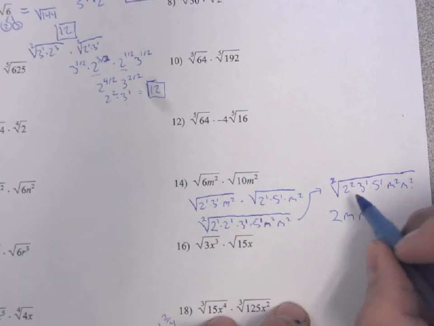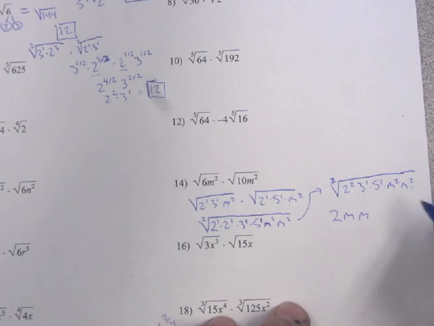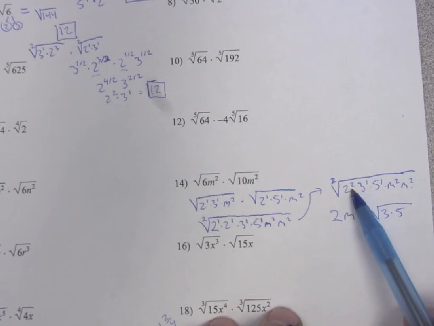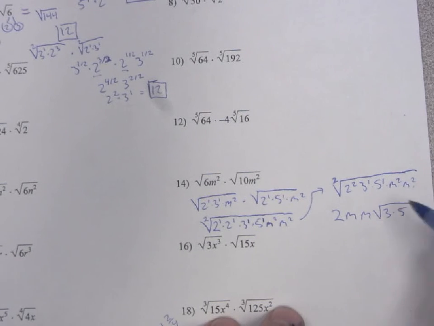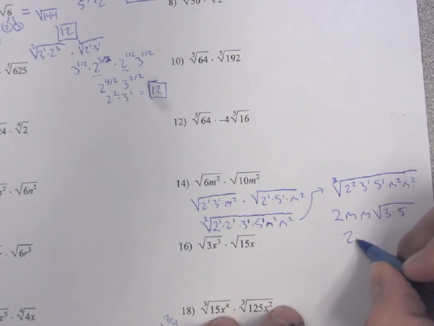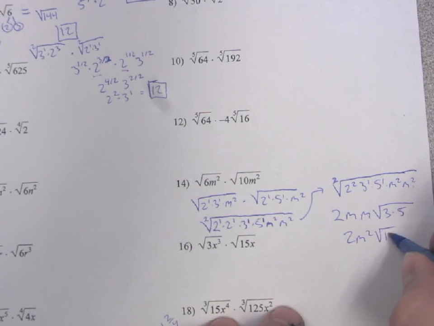Okay, and then I can't take the square root of 3 to the 1, and I can't take the square root of 5 to the 1, so I have a 3 times a 5 still in the root. So everything that had a square, 2 and m, I'm able to take the square root of, and so I can put it on the outside of the root. So what this is going to be altogether is 2m squared times the square root of 15.